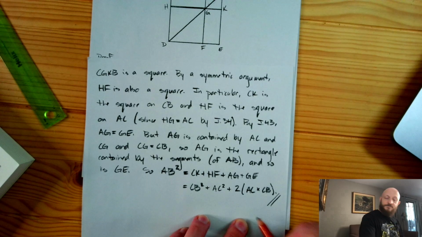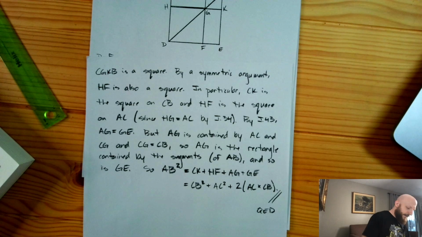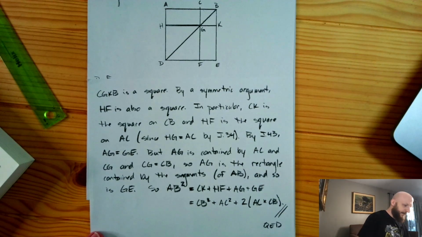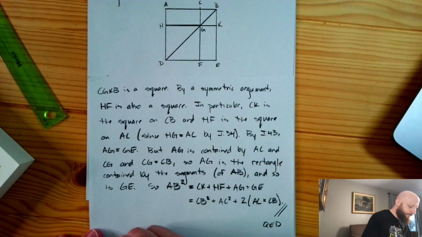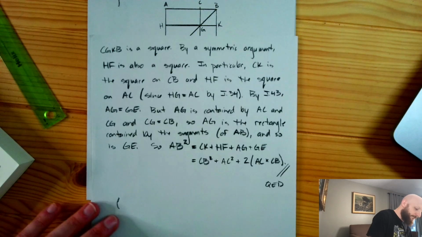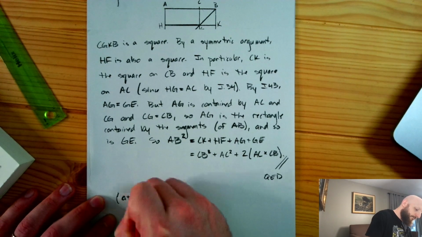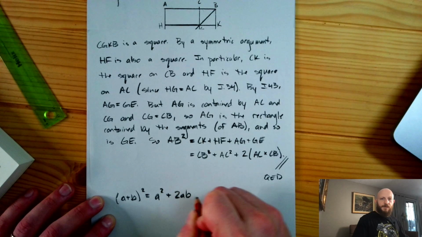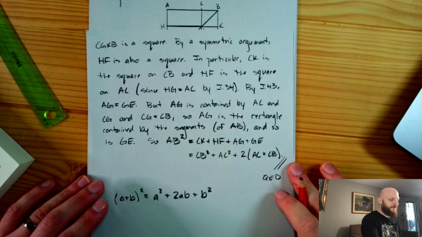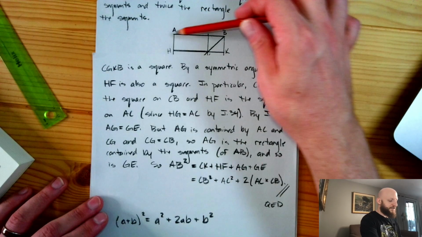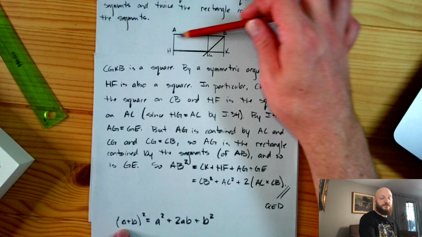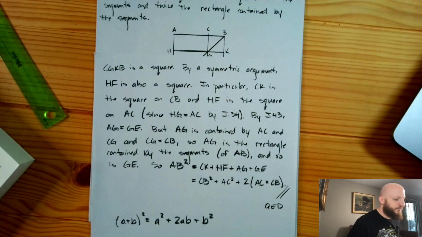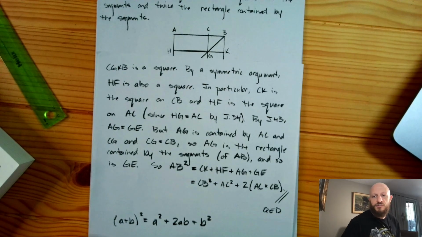So algebraically, what is this one saying? This is our old buddy, the binomial expansion of a squared binomial. So this is really this identity. If you think of our square AB as being made up of AC, which is side length a, and CB, which is side length b, you get exactly this identity. So there we go. That's one way of proving something that comes up a lot in college algebra. QED.